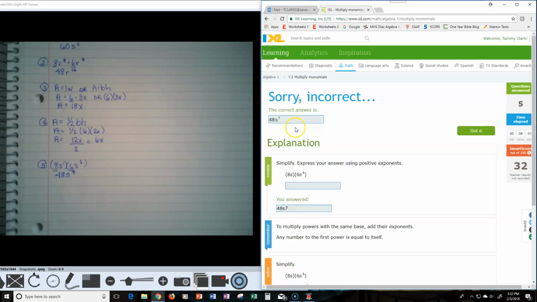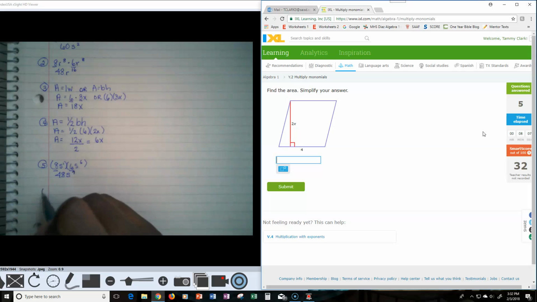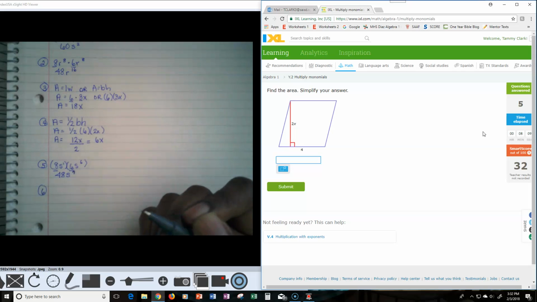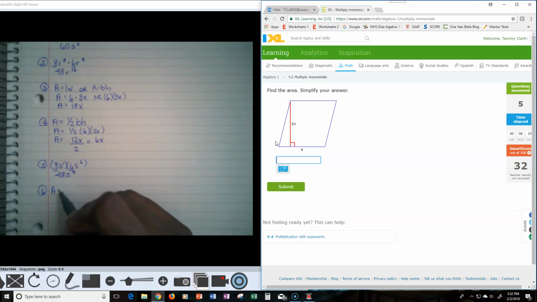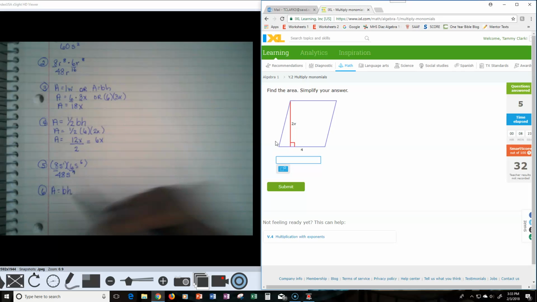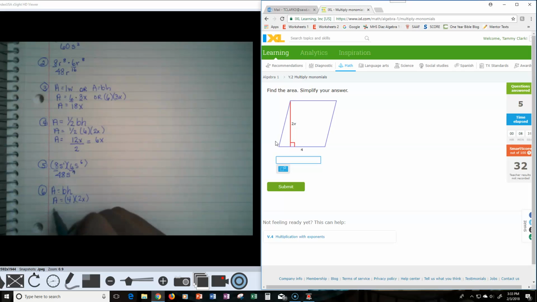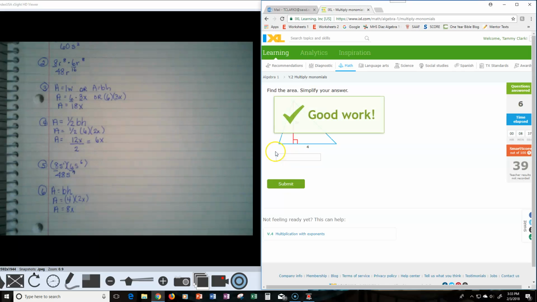Y'all saw me type that in wrong, but if you look right here, our answer was right. Number 6, we've got another area question. So find the area, simplify your answer. Well, this is a rhombus because it's a slanted square. So the area of a rhombus is found the same way you find the area of a square. It's just base multiplied by height. So we have area is equal to 4 multiplied by 2x. So our answer would be 8x. We have another triangle.